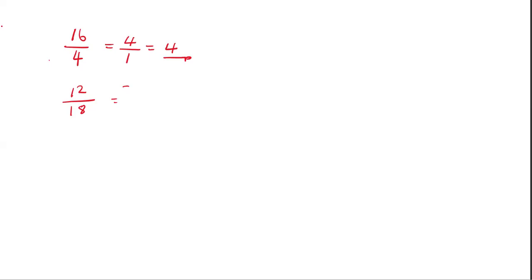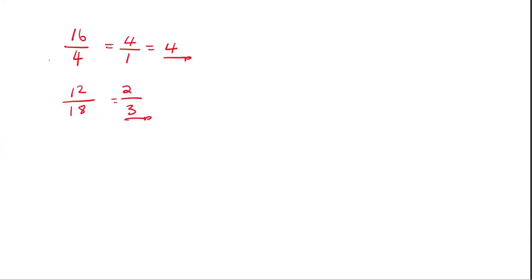So is it the highest common factor? I don't think so. But if we consider 6, 6 goes into 12 and it goes into 18 as well. 12 divided by 6, it's going to be 2. 18 divided by 6, it's going to be 3. This is a simplified fraction for 12 over 18. So it's important for you to know how to simplify numerical fractions.